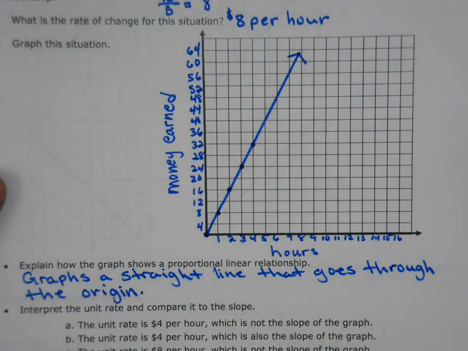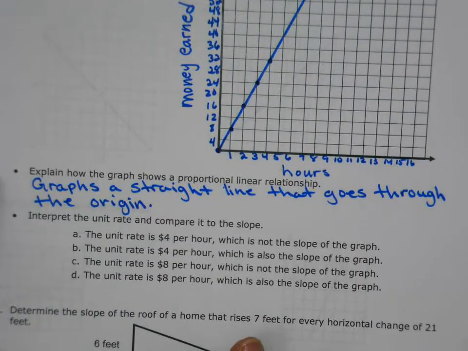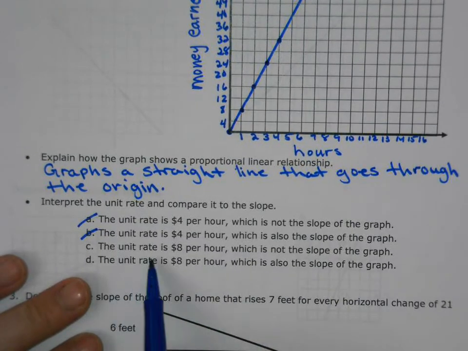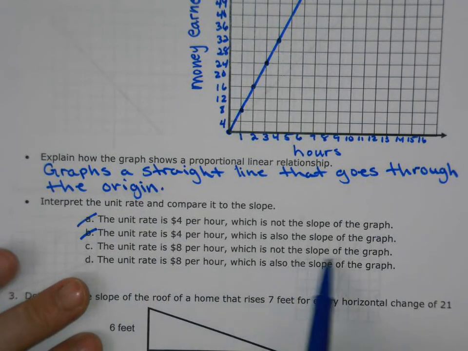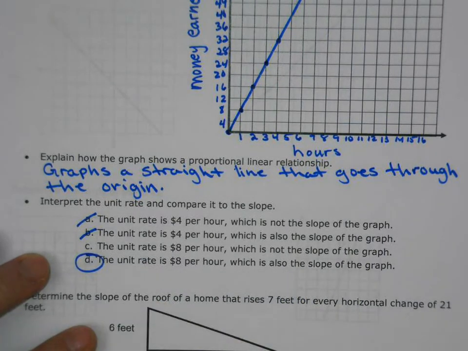Okay, interpret the unit rate and compare it to its slope. Well, we found the unit rate is $8 per hour, so we know the answer is not A or B. And the unit rate, $8 per hour, which is not the same as the slope of the graph, will be incorrect because the unit rate is the same as the slope. So D would be the correct answer there.